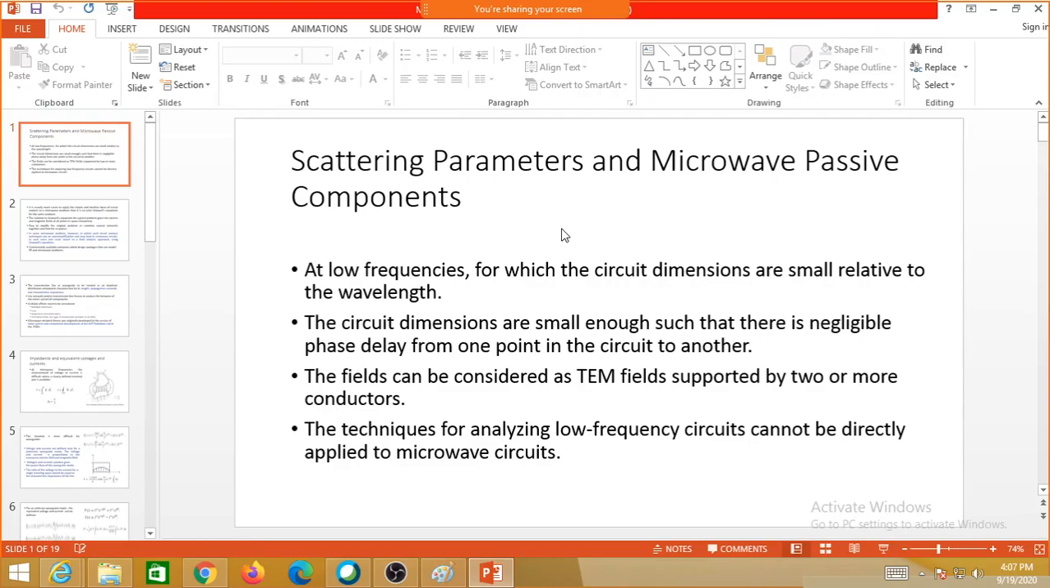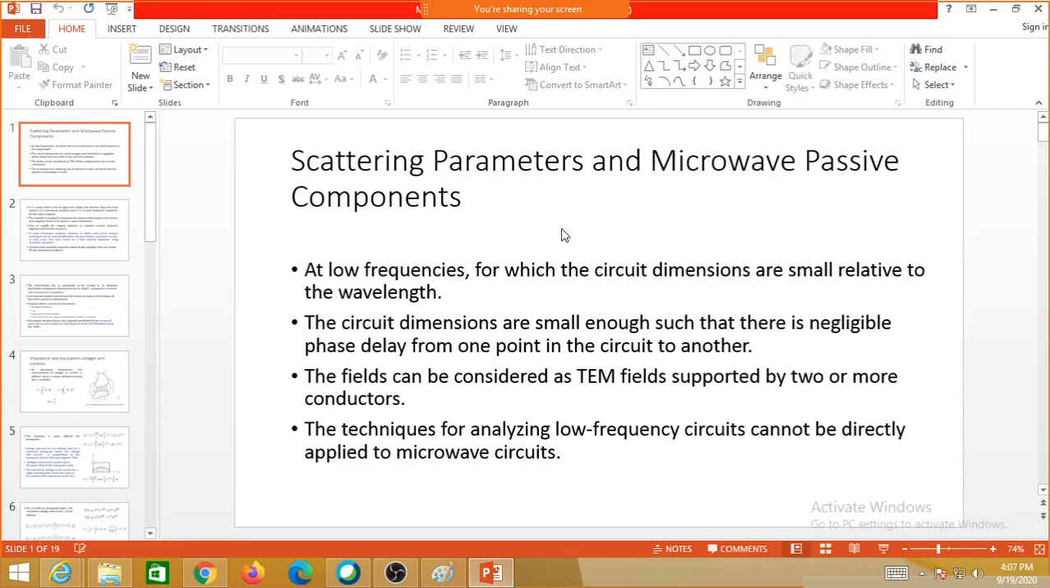These S parameters are very essential in designing microwave passive components. Even in active components, some specific procedures need to be applied so that you will get the values of scattering parameters. But before going to scattering parameters, we will see what happens at low frequency.